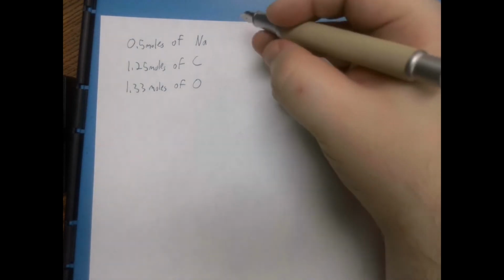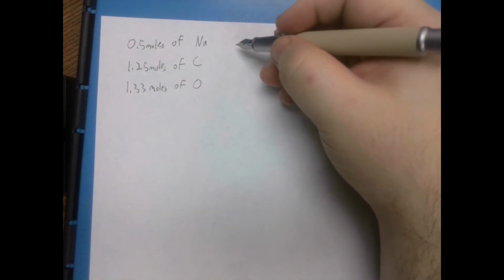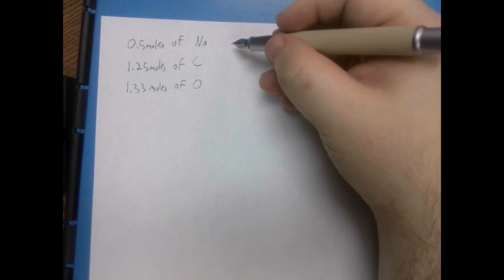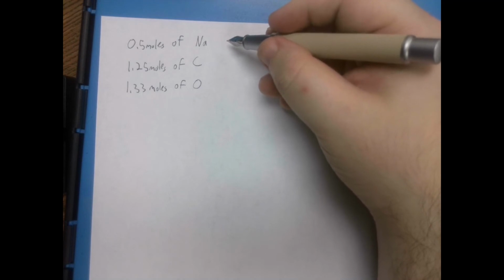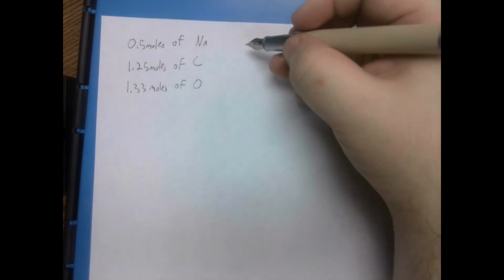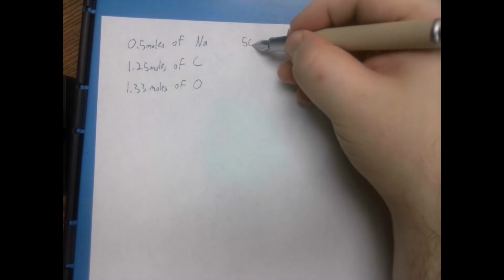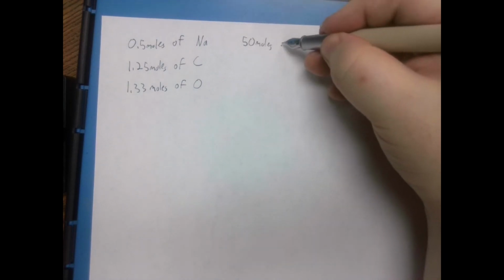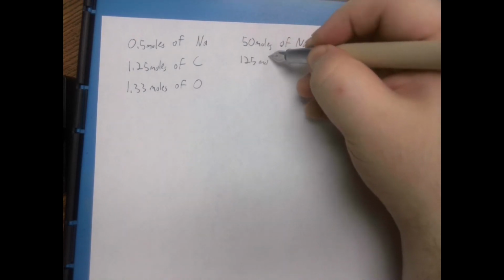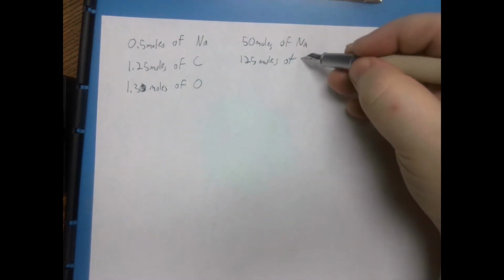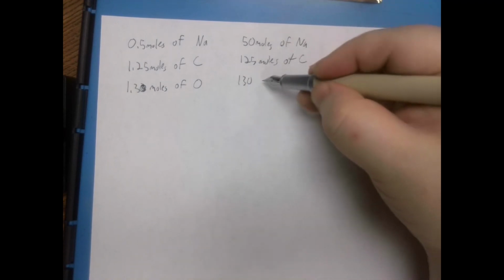Well, so this is a hard example. To make it easier, you should choose the lowest one. But we could also do not just the lowest one. We can just choose any multiple. So if we multiply all these by 100, that's 50 moles of Na, 125 moles of carbon, and let's make this 1.3, so 130 moles of oxygen.